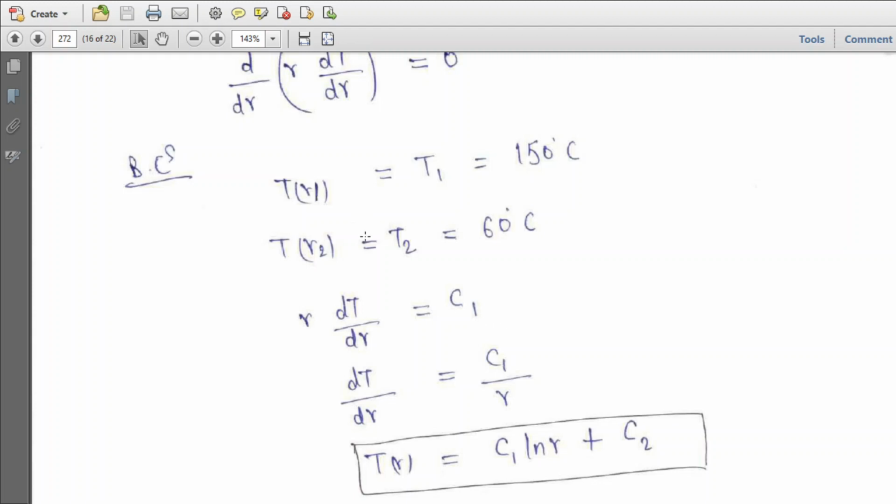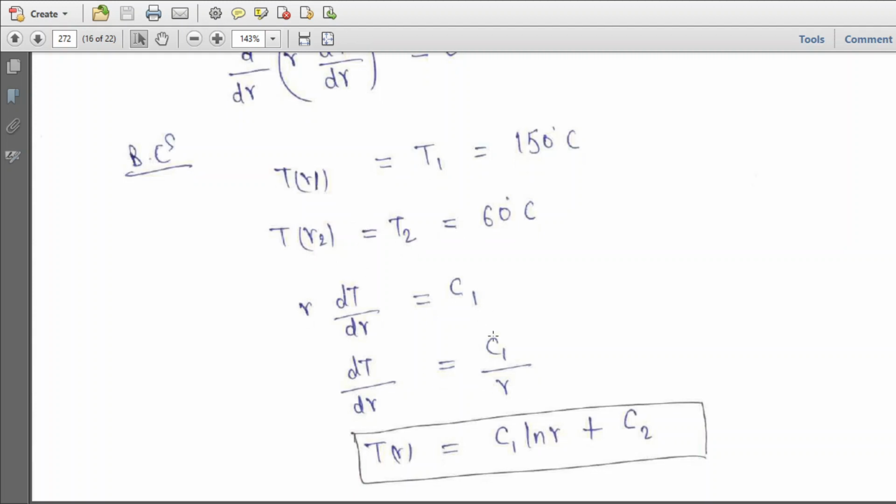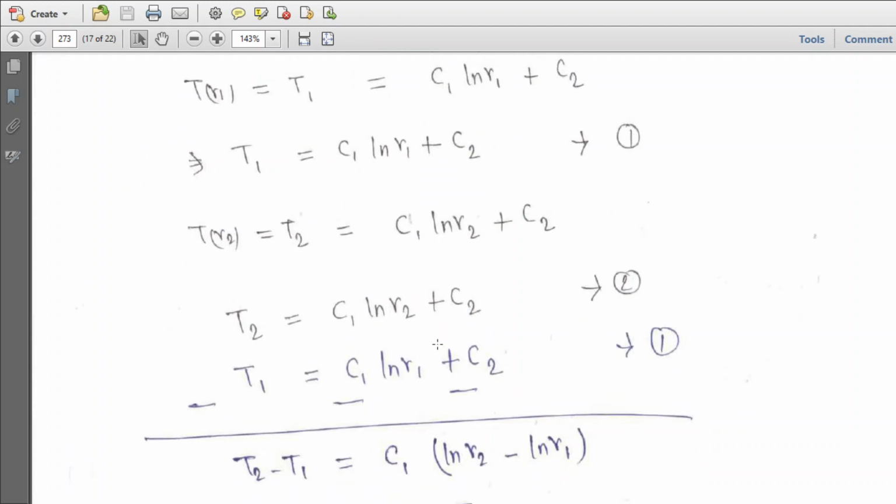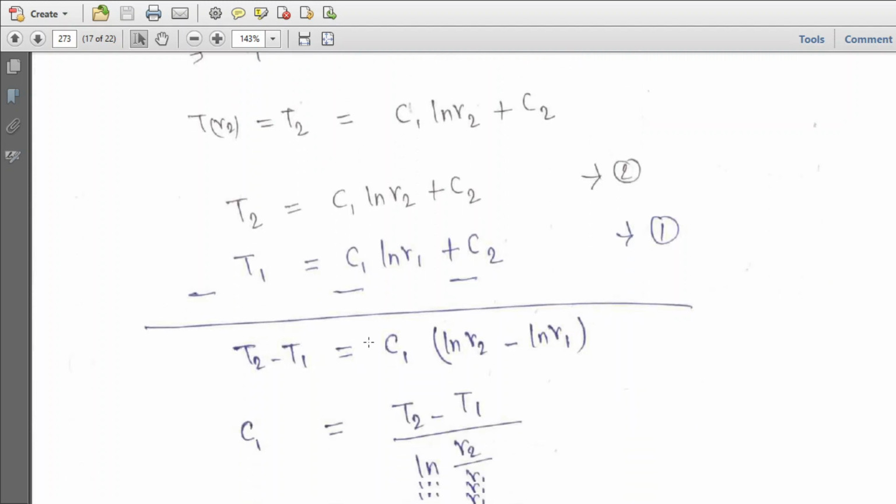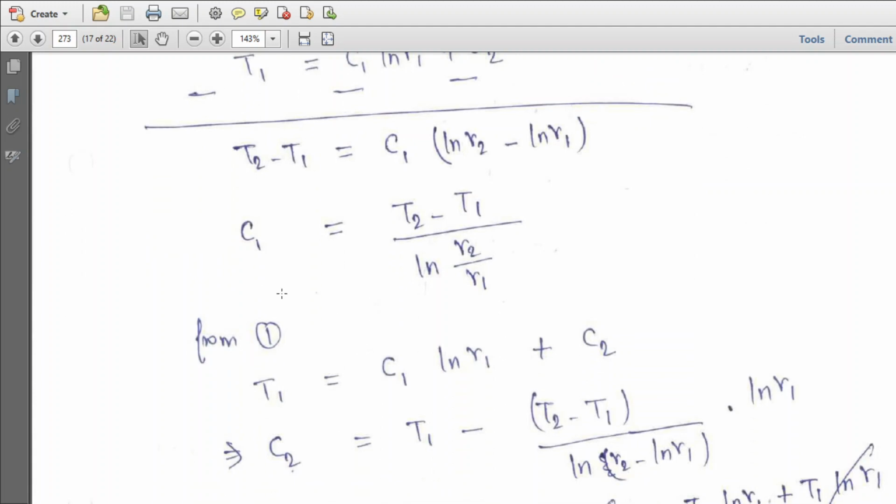These two boundary conditions, substitute them one by one, you can calculate constants C1 and C2. So first we are not substituting values, we are substituting in terms of variables. In that case, the first equation is this, the second equation is this, we can solve them simultaneously. From here we got C1 equal to (T2 minus T1) upon ln(R2 upon R1).